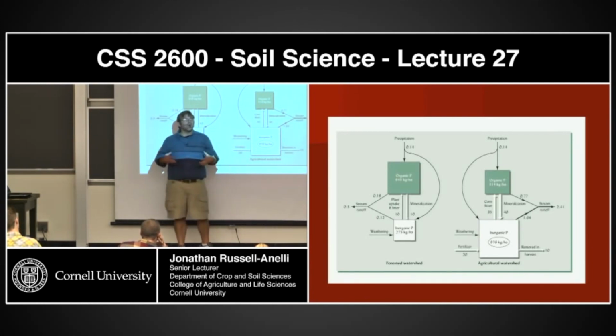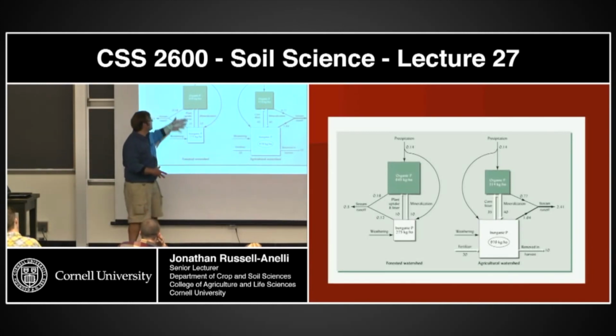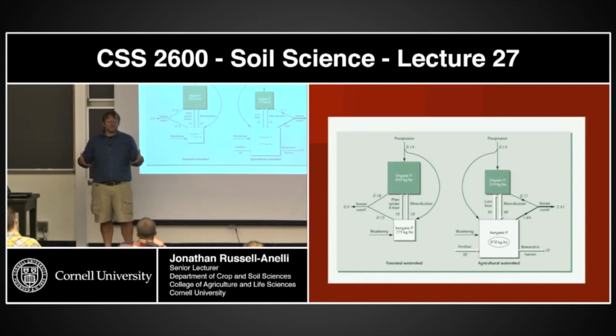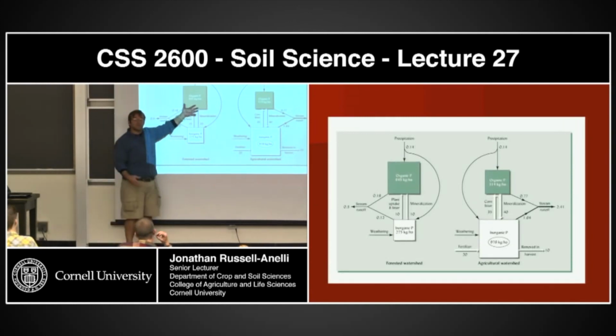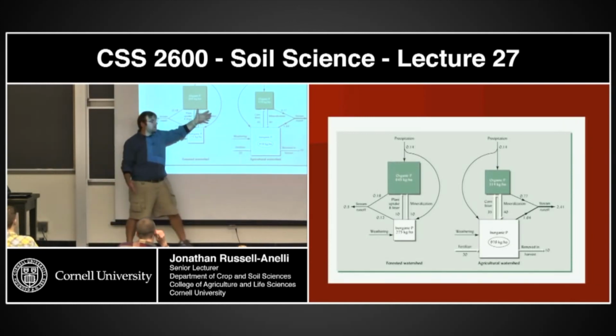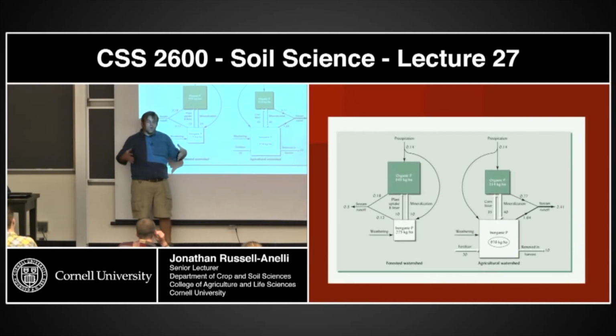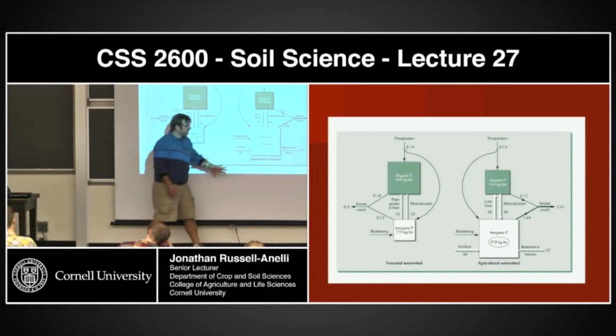All right, so the question is why? Why would we see this be a larger pool than this? More biomass. In this system I have much more biomass. It's not to say that I don't have biomass here, but generally in forested systems there's more trees, there's more biomass per acre.